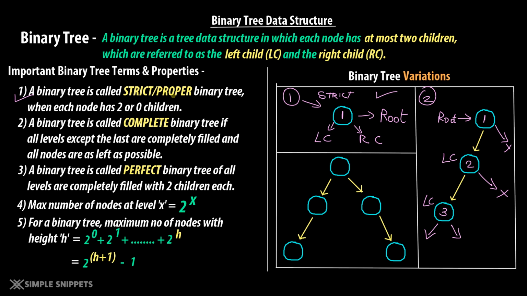But is it a strict or a proper binary tree? No, because every node should have either two children or no children. They cannot have one child. So this is again not a strict binary tree.